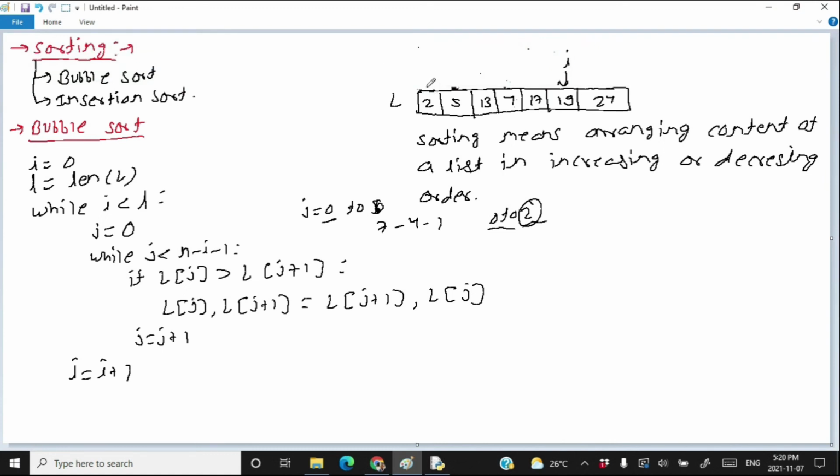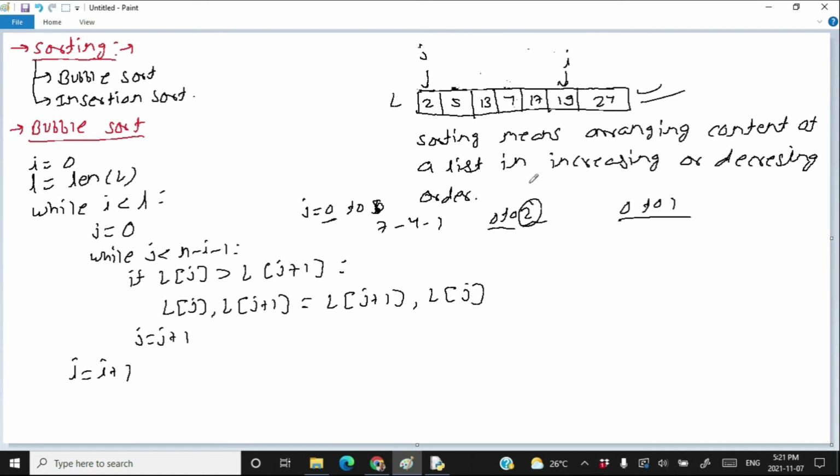j has been set to 0, but now j cannot move because the limit of j is now 0 to 1. You cannot move j. So you are done with all the possibilities of various loops, and your list, if you see, got sorted. The list has been sorted in increasing order.